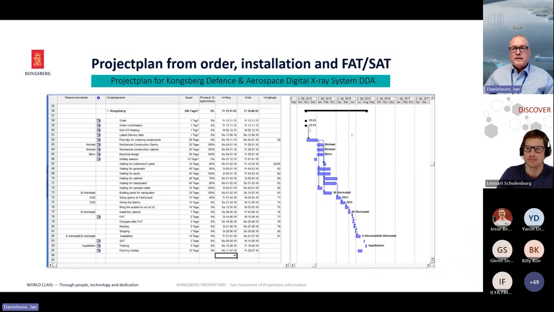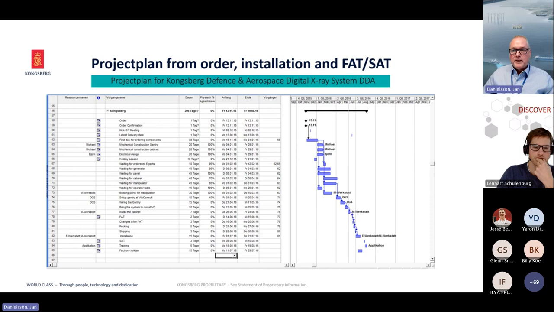And here is the project plan from order to installation. The FAT, factory acceptance testing, and SAT, the site acceptance testing at KDA. That you can see on this project plan, this is the order been signed the 13th of November 2015. We have a kickoff meeting with the Visa Consult the first week in December.